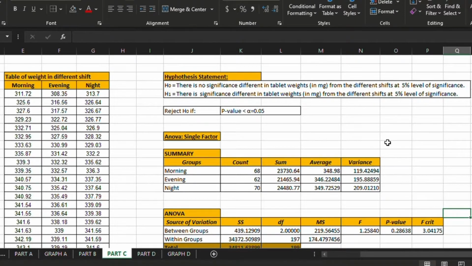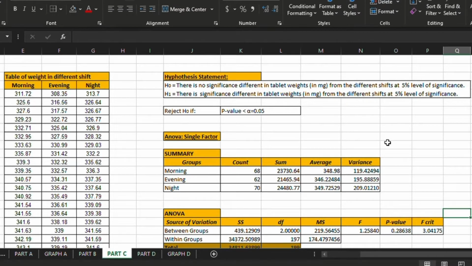So in this question, the hypothesis statement is H0, there is no significant difference in tablet weight from the different shift at 5% level of significance, and H1, there is significant difference in tablet weight from the different shift at 5% level of significance. So we reject H0 if p-value is less than alpha equal to 0.05.